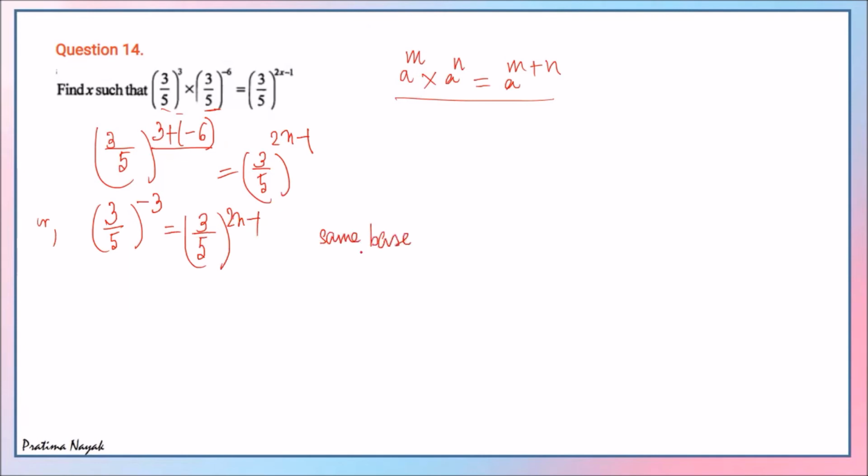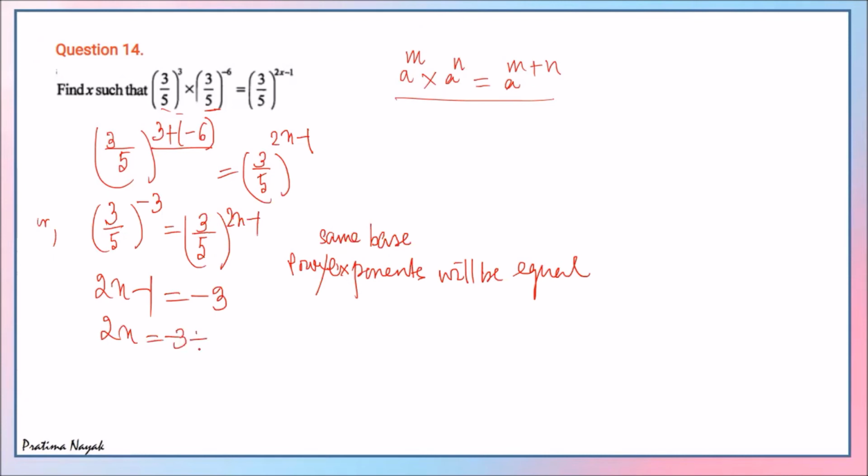So the exponents must be the same so that they are equal. It is given that the exponents will be equal. Exponent means power. So I'll write 2x minus 1 is equal to minus 3, or 2x is equal to minus 3 plus 1, which is minus 2. So x is equal to minus 1. This is the answer to this question: x is equal to minus 1.